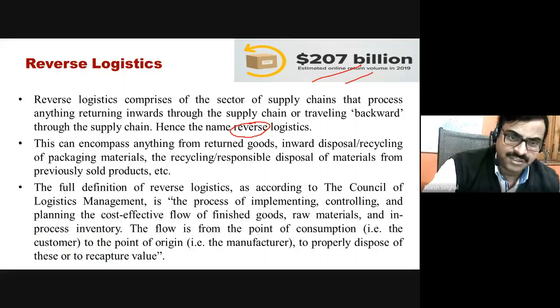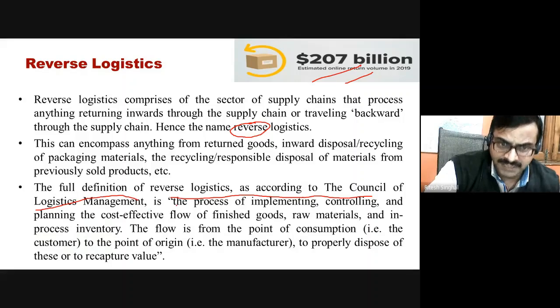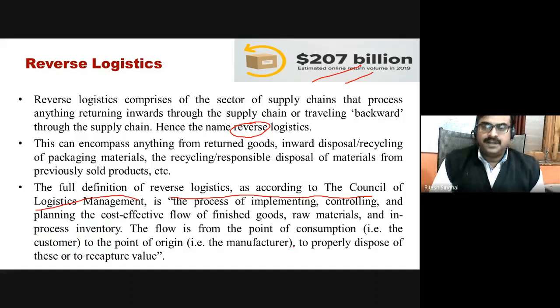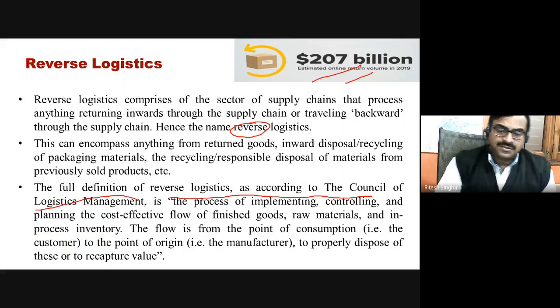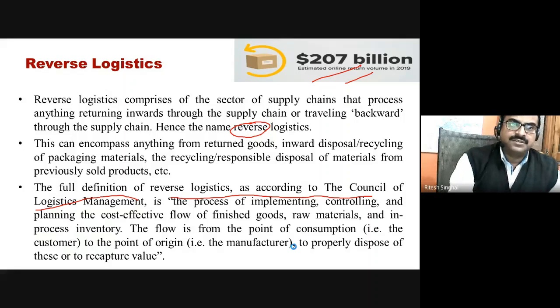The full definition of reverse logistics, according to the Council of Logistics Management, is the process of planning, implementing, and controlling the cost-effective flow of finished goods, raw material, and in-process inventory from the point of consumption to the point of origin, to properly dispose of them or recapture their value. So that is why people start talking about reverse logistics nowadays.